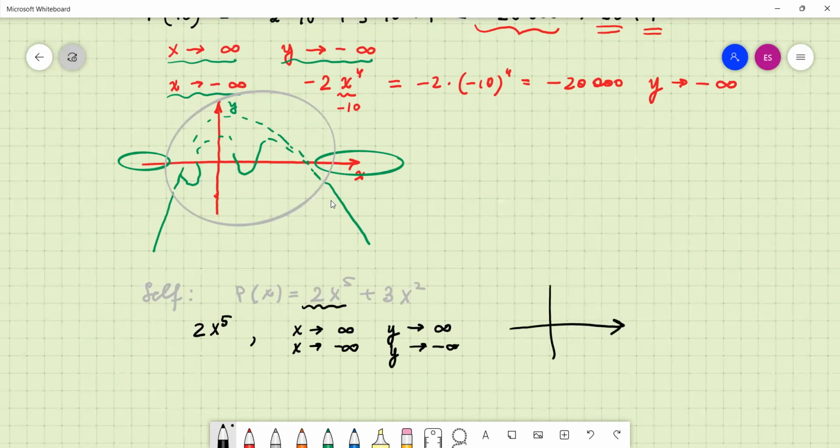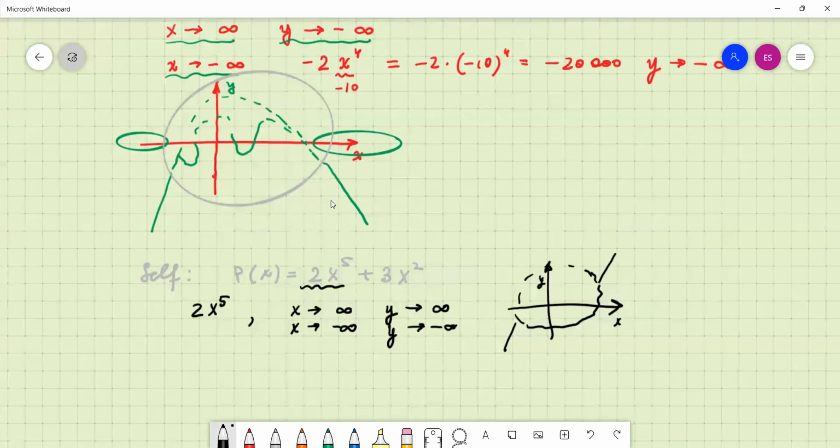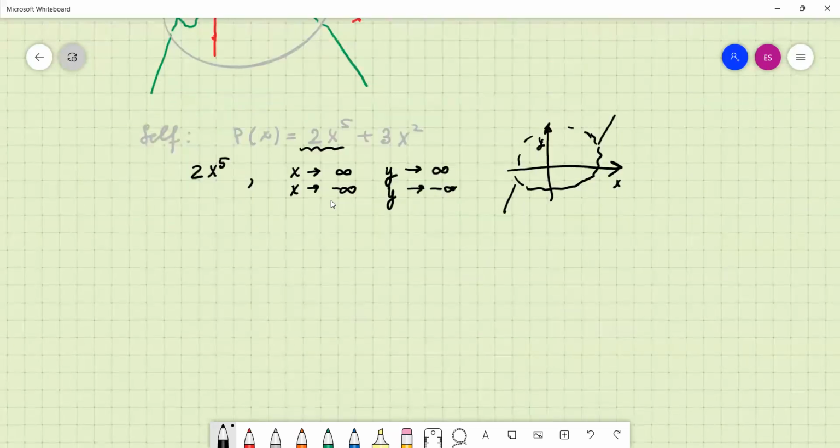And my graph will go like this. Positive infinity here, negative infinity here, and something unknown in the middle. Okay? So imagine that we have y and x here. Okay, very good. Now, how do we find what happens in the middle? Well, we'll need to deal with zeros of polynomials. So before we move to zeros of polynomials, I'm going to introduce a theorem.